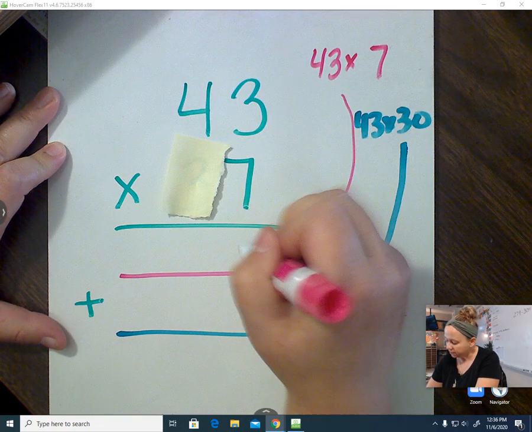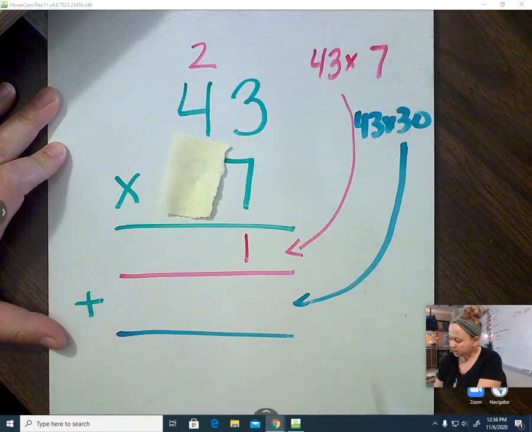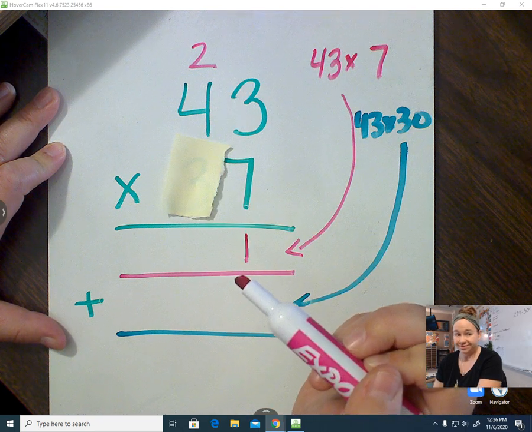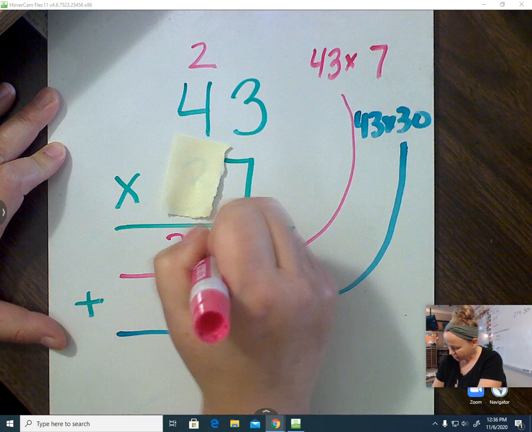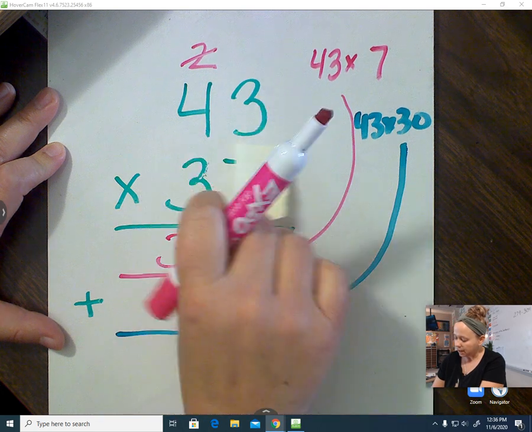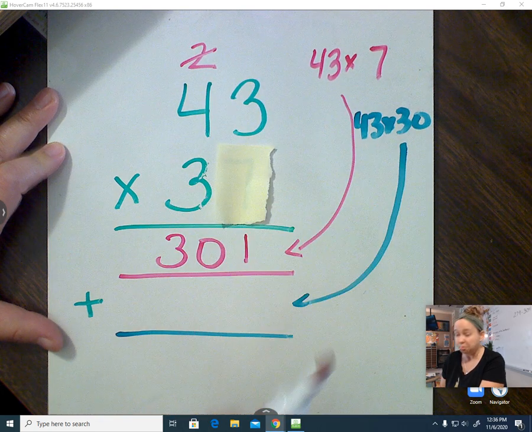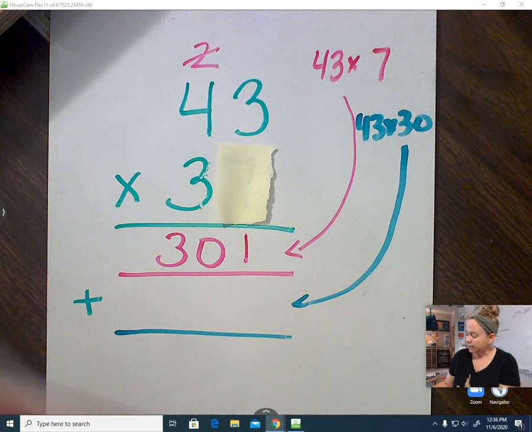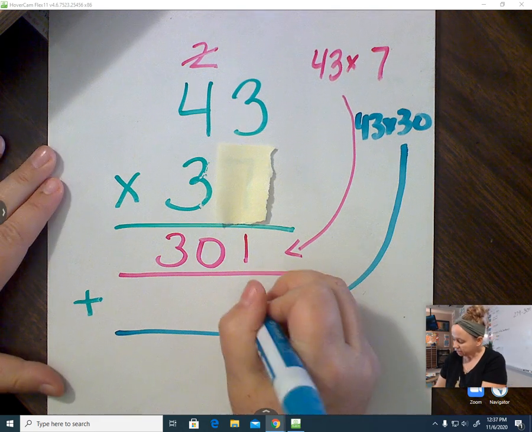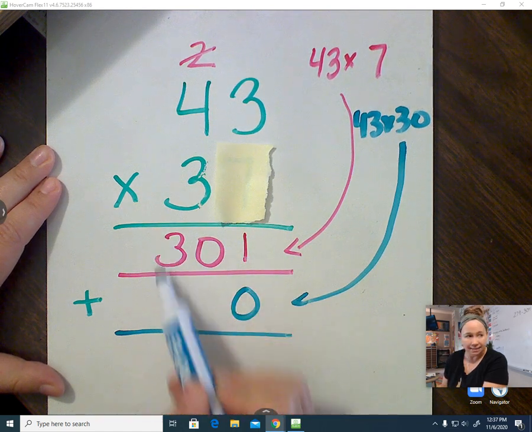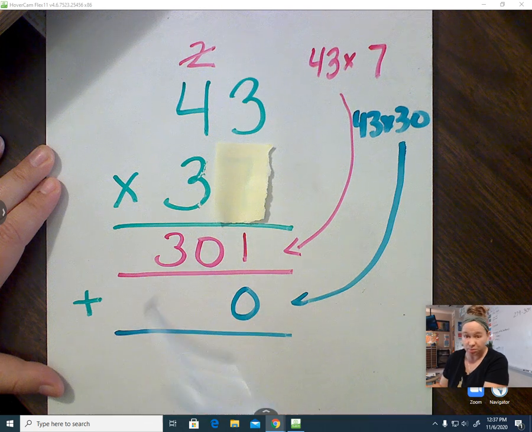So 3 times 7 is 21. 7 times 4 is 28 plus 2, 30. Good. So 301. Great. Cross this out. Now I'm going to pretend that that 7 is not there, but that's not a 3. You're right, because it's in the tens place. It's a 30, which means I need to put this 0 here as my placeholder. Now, it's really important, friends, that you line these up so that when you add at the end, you don't get confused when you've got them all over the place, okay?